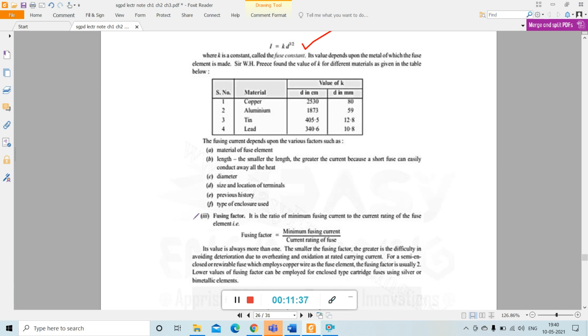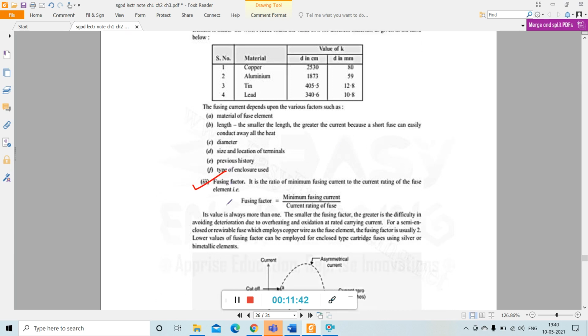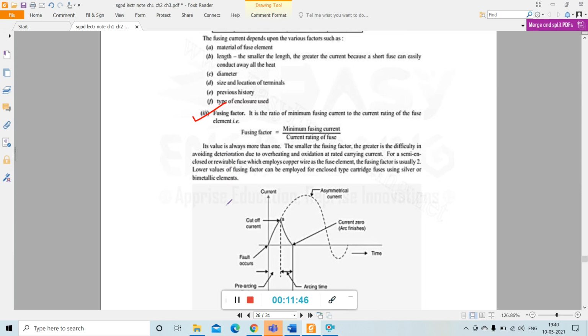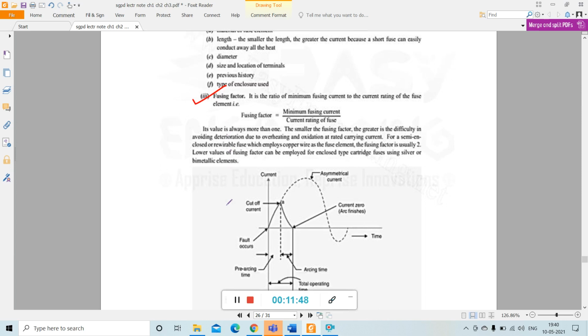And the next one is the fusing factor. So it is the ratio of minimum fusing current to current rating of fuse. Okay, so minimum fusing current divided by current rating of fuse gives us the fusing factor and it is always more than 1.